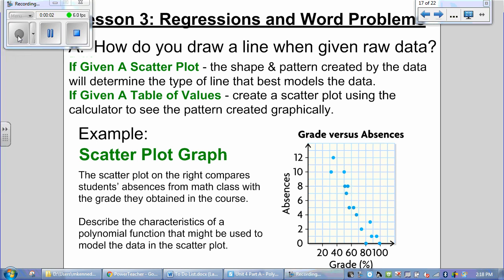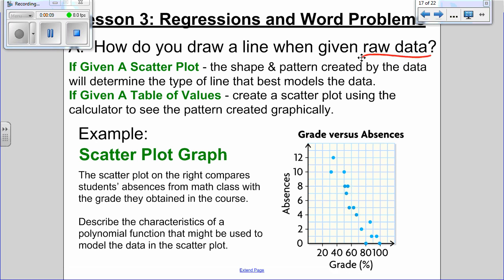So, drawing a line when given raw data. The first thing is I use the term raw data. Raw data is just any sort of information that's been given to you. It could be any context, it could be no context at all, but if they're just giving you X and Y values, like X is 1, Y is 3, X is 10, Y is 6, X is 100, Y is 2, I call that raw data. It doesn't mean anything to us. We have no way of interpreting it other than it's just a point. And that's the only thing we know about it.